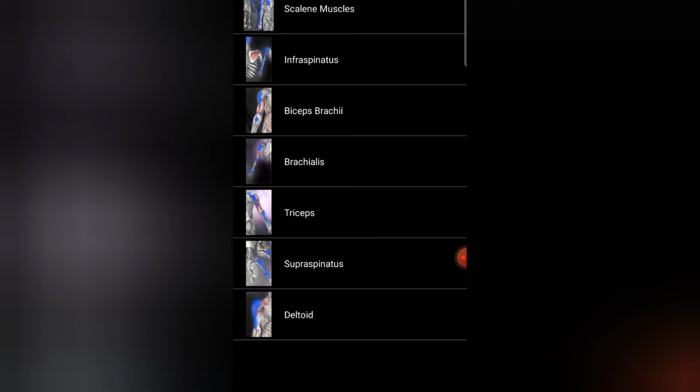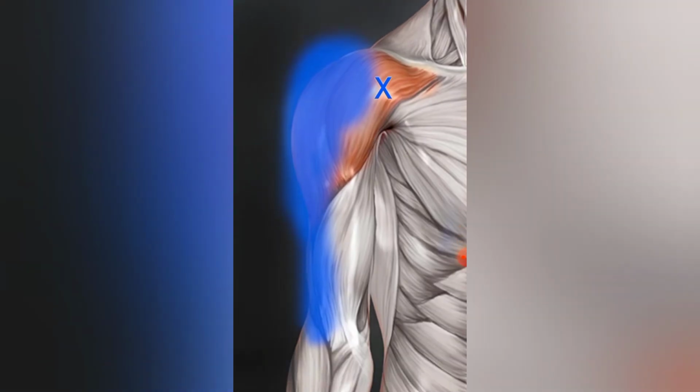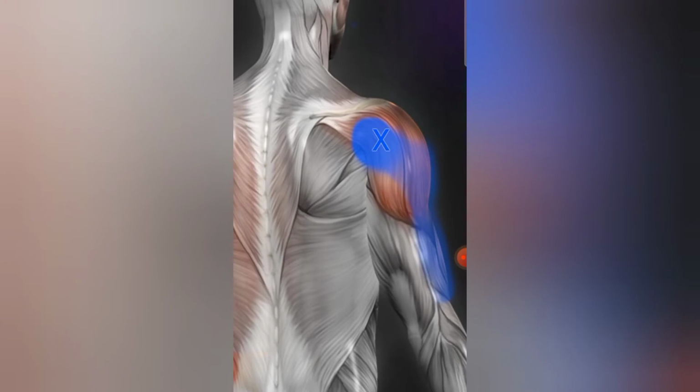Next is the deltoid. Anterior deltoid refers into the anterior and lateral shoulder. Posterior deltoid refers into the posterior shoulder with spillover down the lateral arm. Deltoid is especially prone to trigger points.